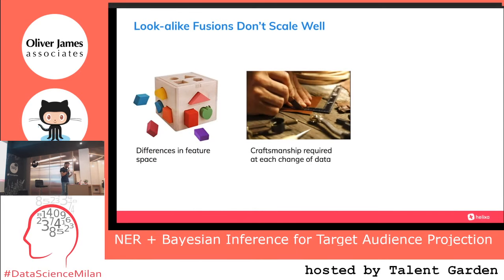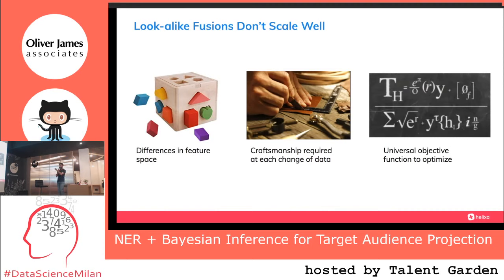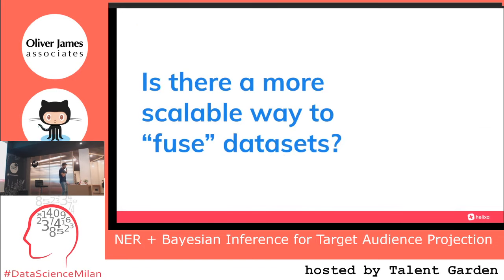The problem with the fusions is that they're very accurate, but they don't scale very well, especially when there are differences in feature space, so the two data sets are very different from each other. Every time you have new data coming in, like the same data set with fresh updates, you rerun the fusion process and always end up with something slightly different, so you always have to do a little bit of craftsmanship to make it work. The biggest bottleneck is that it's an optimization problem. You need an objective function to optimize, and it has to be one universal objective function for every possible domain. That's simply impossible.